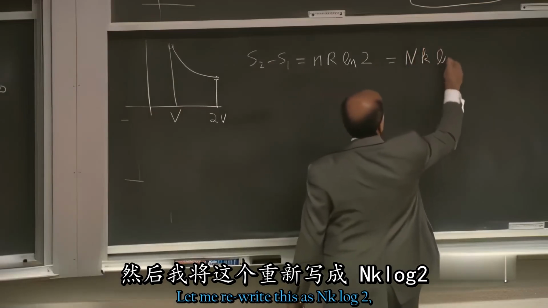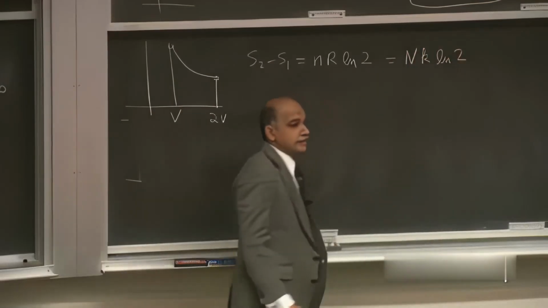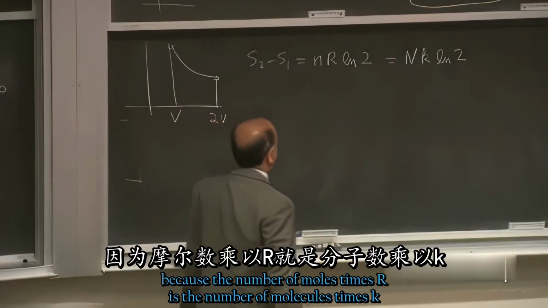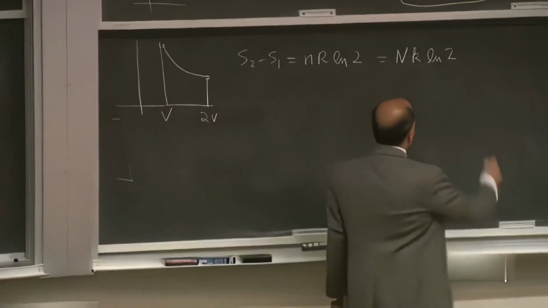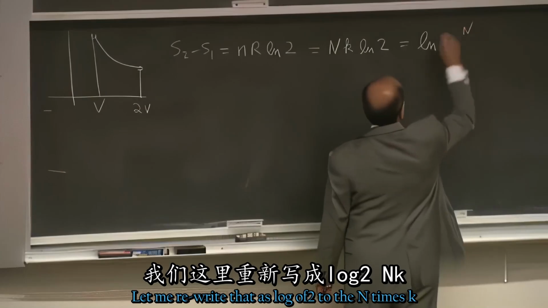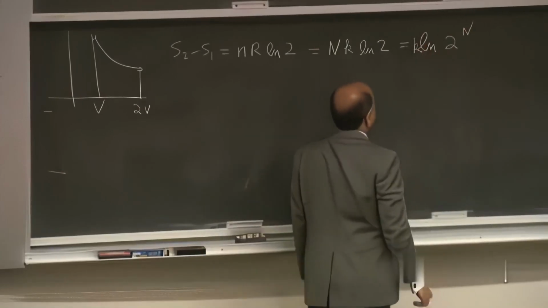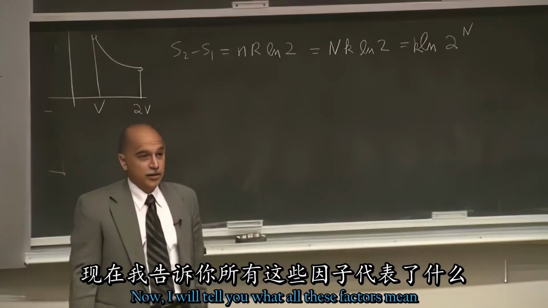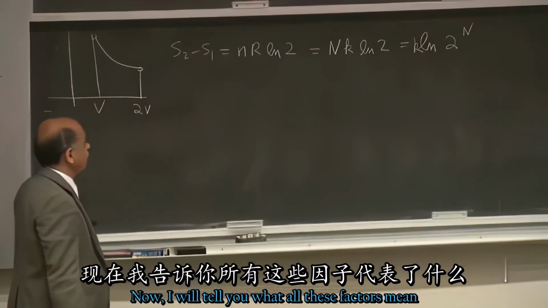Let me rewrite this as N k log 2, because number of moles times R is the number of molecules times k. Let me rewrite that as log of 2 to the N times k. So now I will tell you what all these factors mean.